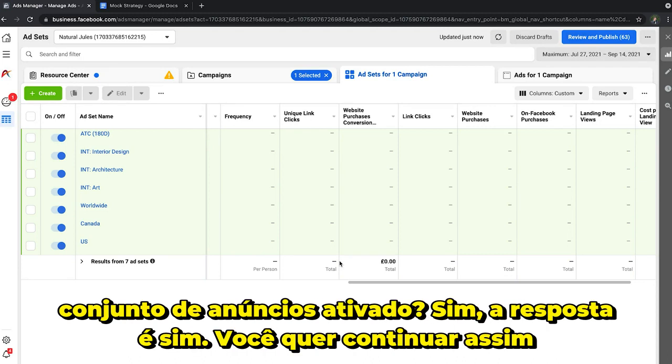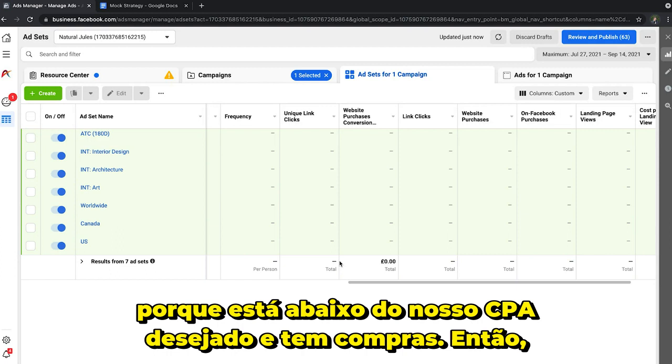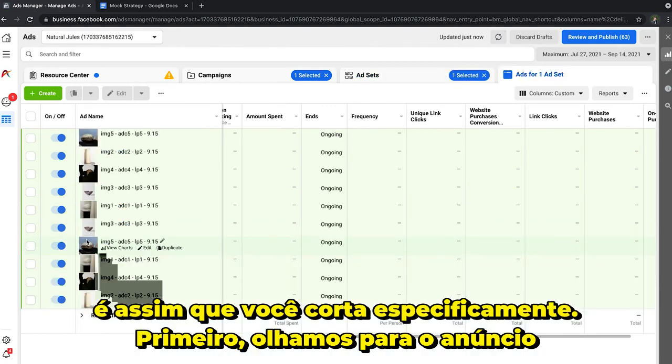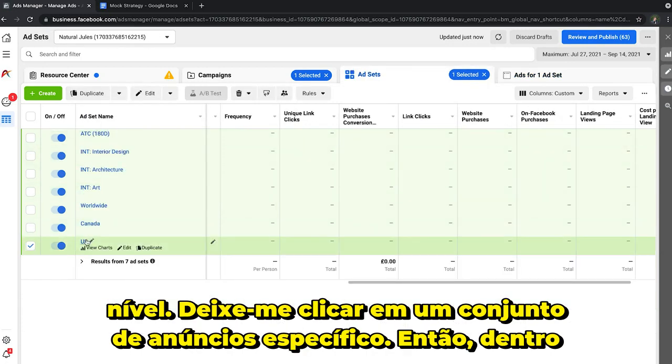Yes, the answer is yes. You want to keep it on because it's below our target CPA and it has purchases. So this is how you specifically cut. First, we look at the ad level. Let me click on one specific ad set.